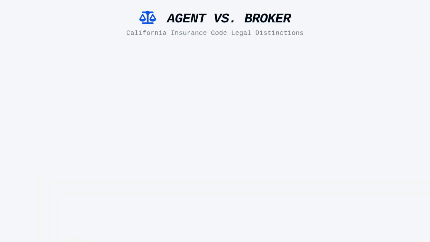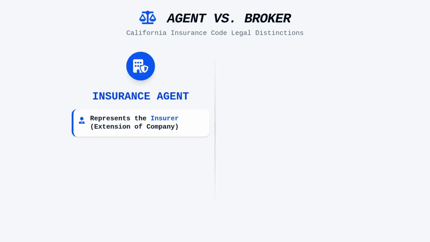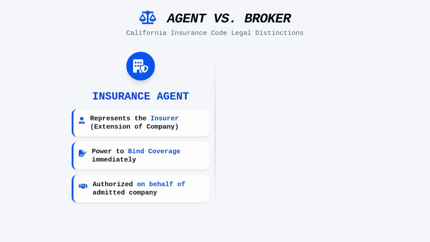A fundamental distinction established by the California Insurance Code is the legal separation between an insurance agent and an insurance broker. An insurance agent is defined by statute as a person authorized by and on behalf of an admitted insurance company to transact insurance. This means the agent represents the insurer, acts as its extension, and holds the power to bind coverage, which creates an immediate legal obligation for the insurance company.